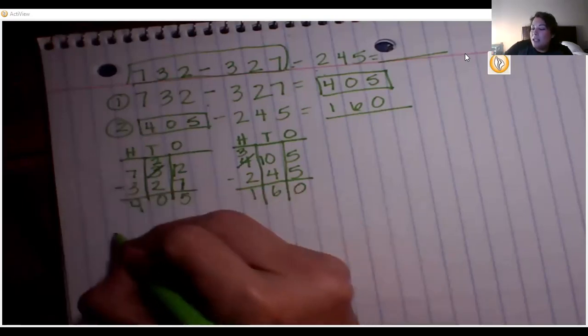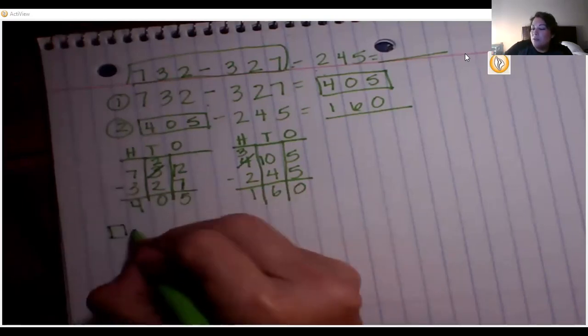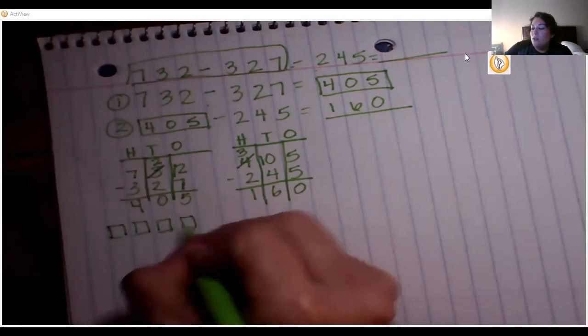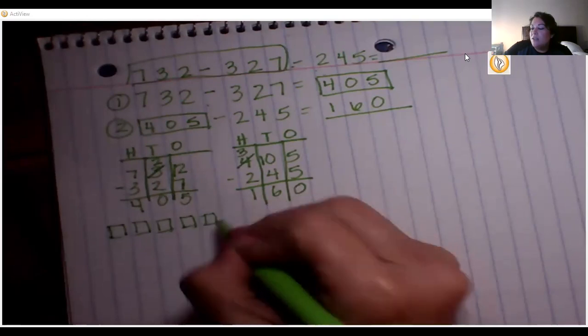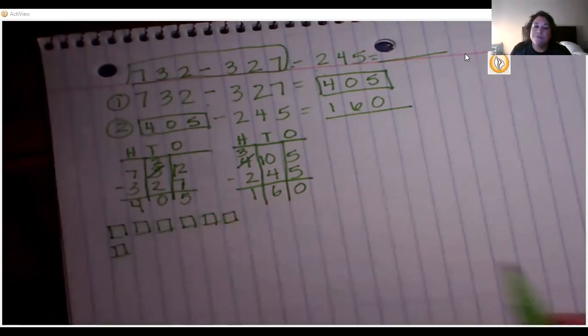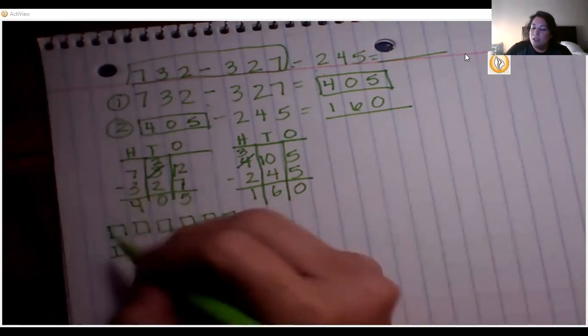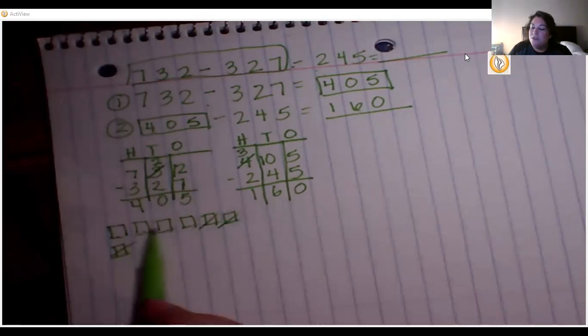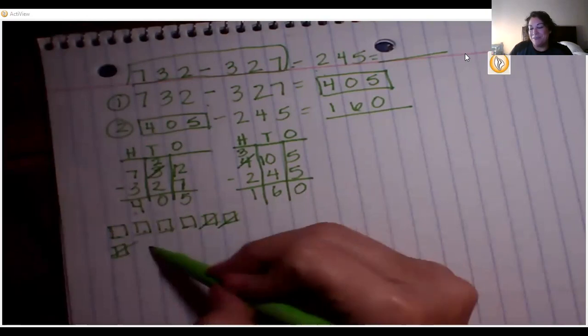I'm going to draw my hundreds in the first number. 1, 2, 3, 4, 5, 6, 7. And then I got rid of 3 of them. 1, 2, 3. That left me with 1, 2, 3, 4. And it's super close to the answer I got. I feel good about that.